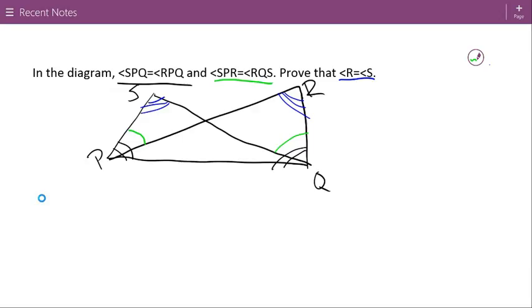The information you're given is in the diagram, angle SPQ is equal to angle RPQ. So that's shown over here. Angle SPQ, that angle, is equivalent to RPQ over there. Okay?